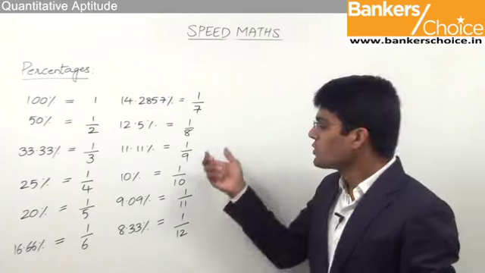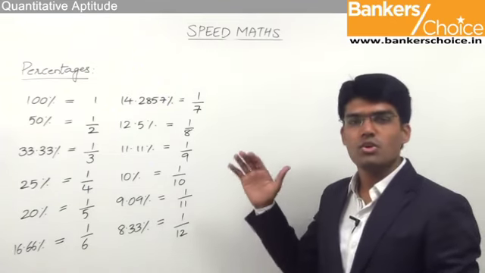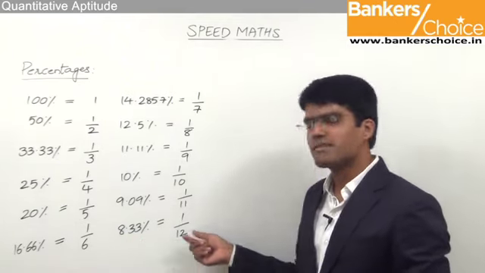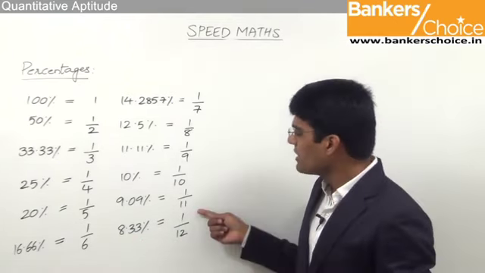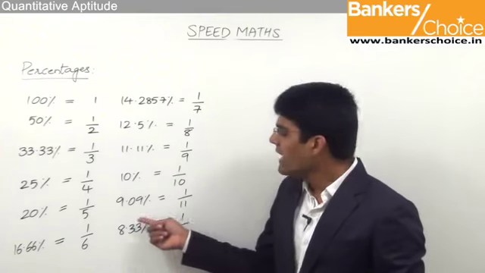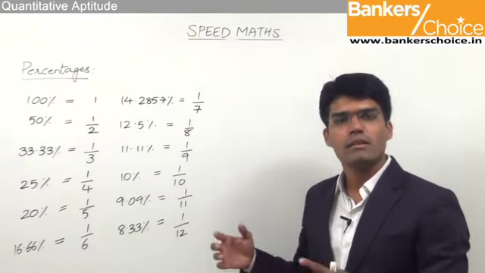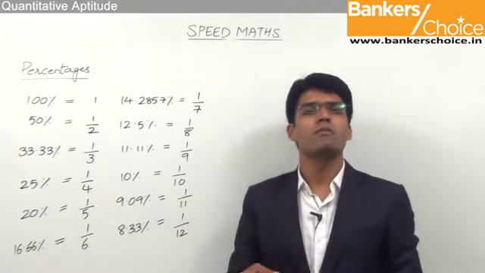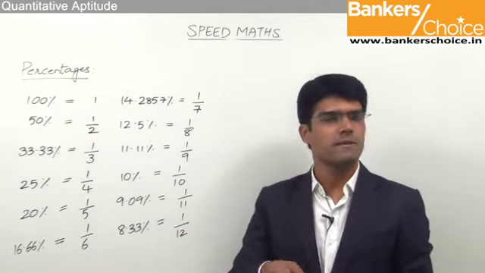The only thing is you should write down all the multiples and make sure you remember them by heart. And the last one here is 8.33% equals to 1 by 12. So if you take all the multiples of 1 by 12 on this side and 8.33 on the other side, you will get many more percentages. So 1 by 12 is known to us. We need to find out 2 by 12, 3 by 12, 4 by 12, 5 by 12, up to 12 by 12.